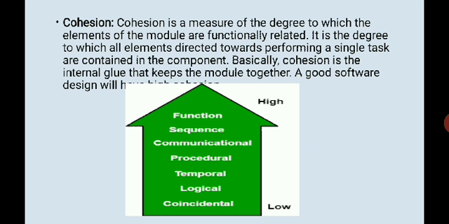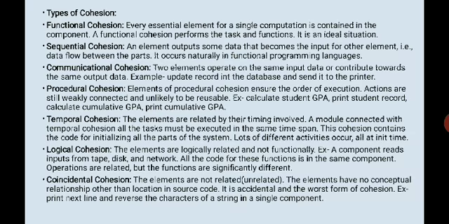Next we come to cohesion. Cohesion is the measure of the degree to which the elements of modules are functionally related. It is the degree to which all elements directed towards performing a single task are contained in the component. Basically, cohesion is the internal glue that keeps the module together. A good design will have low coupling, high cohesion. So, for good programming, you need to have low coupling and high cohesion. So the best one is functional, and then it further decreases to sequential, communicational, procedural, temporal, logical, and coincidental.